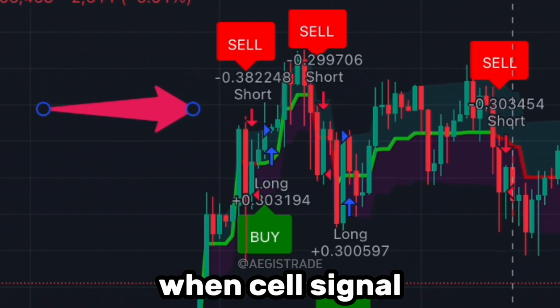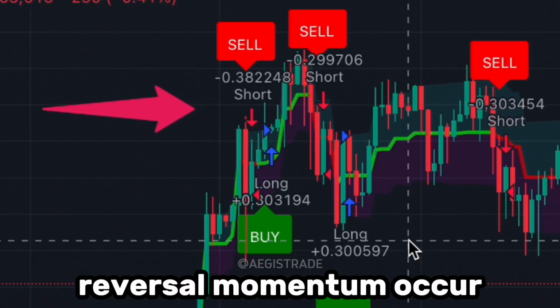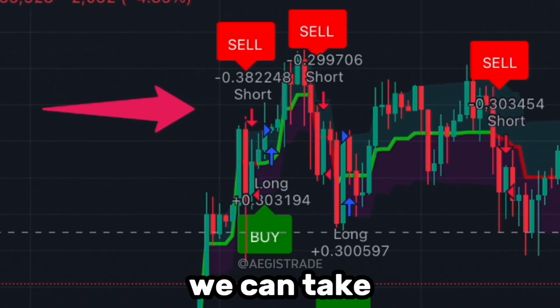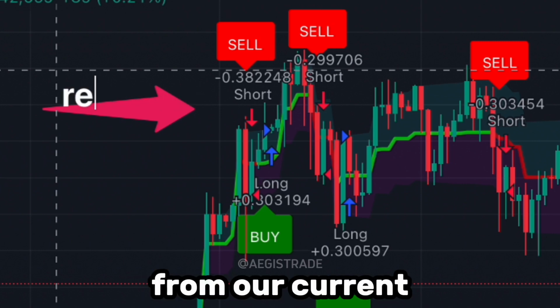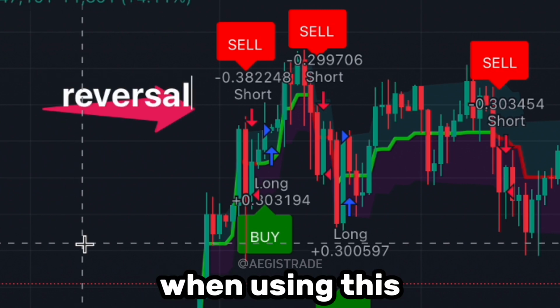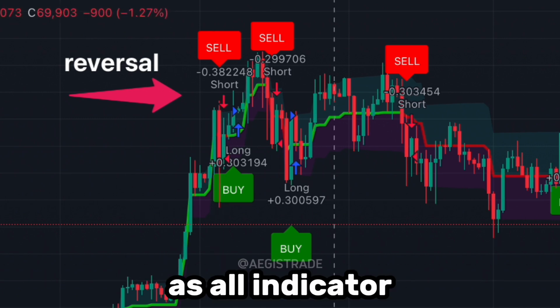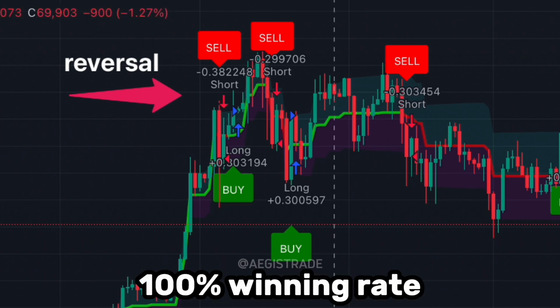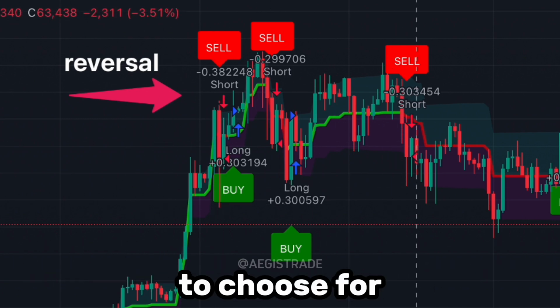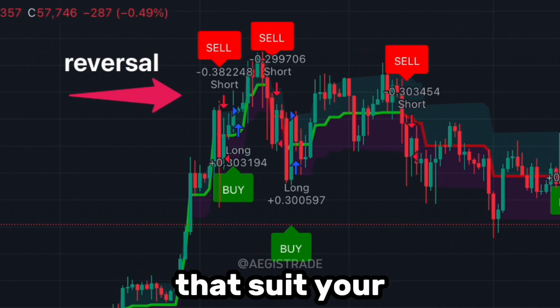When a sell signal forms in the chart and reversal momentum occurs, it's the best time to take profit and escape from our current long position. When using this indicator, make sure that you backtest each of the settings, as no indicator provides a 100% winning rate, but you need to choose the best indicator that suits your trading style.